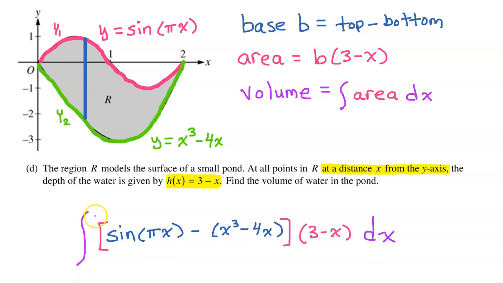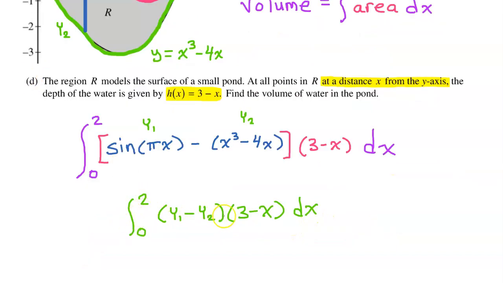What are the limits of integration? Well, this region from left to right goes from 0 to 2. So those are the limits of integration. We can type this expression into the calculator to find the volume. Just remember, once again, sine of pi x has been entered into the calculator as y1, and x to the third power minus 4x is y2. So when we type this into the calculator, it's going to look like this.